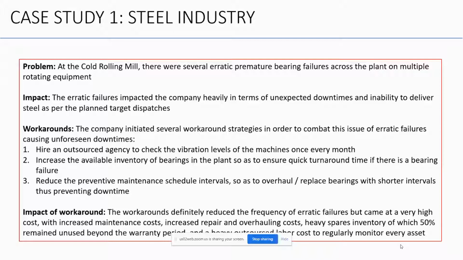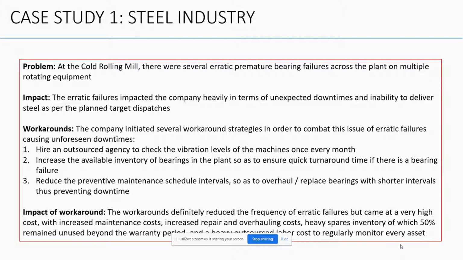The impact was, of course, unexpected downtimes, and because of unexpected downtimes, the inability to deliver as per the dispatch target. So typically in the steel industry, you have certain targets in terms of what you're trying to produce in those mills and what you're trying to push into the next level of manufacturing. So that wasn't being achieved because of these downtimes.